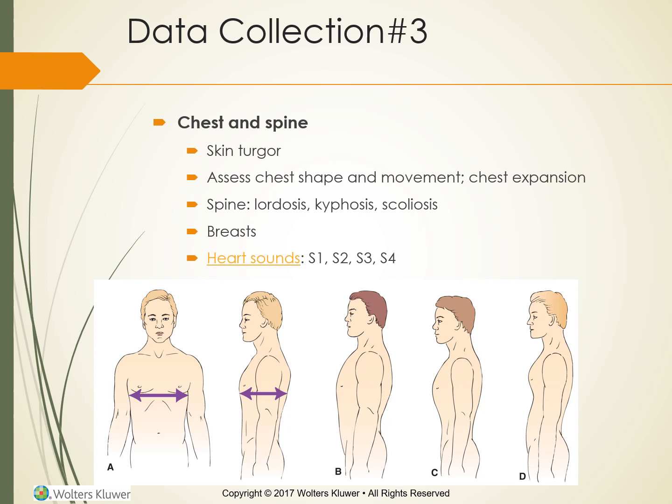Also check the spine for lordosis, kyphosis, and scoliosis, and also the breasts to see if they have had any surgeries, there's any scarring, there's symmetry, anything abnormal. And then heart sounds are checked last in the chest and spine, S1, S2, S3, S4.